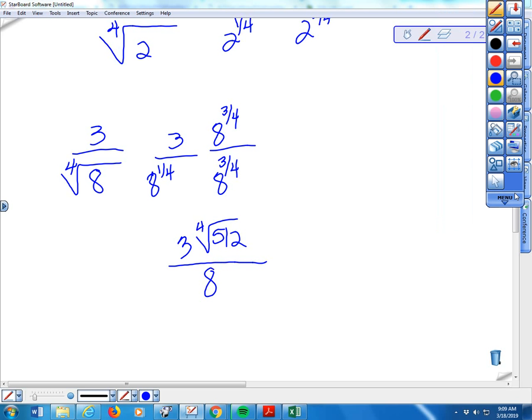So think of some 4th roots. 1 to the 4th is 1. 2 to the 4th is 16. 3 to the 4th, that's 3 to the 3rd, 27 times 3, 81. So let's just stop there. We've got the first 3. Do any of these 3 numbers go into 512 evenly? How many times?